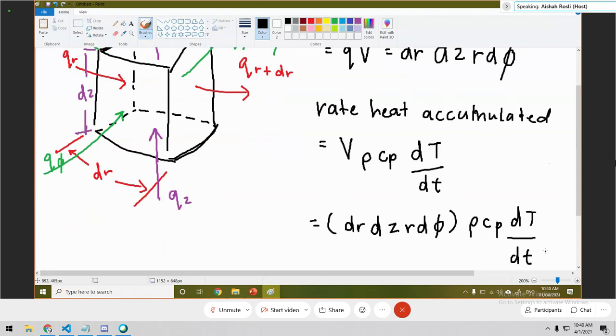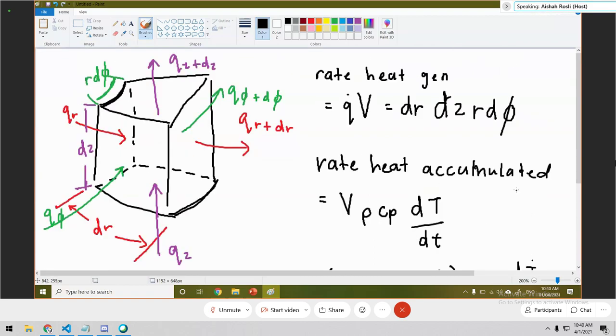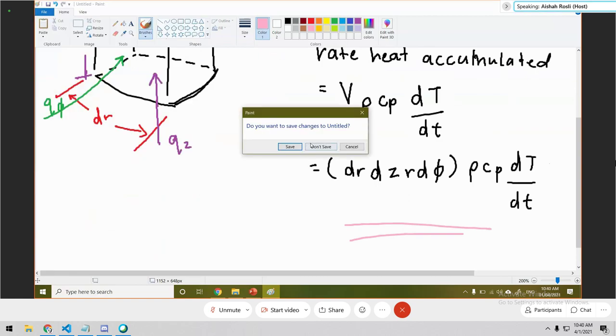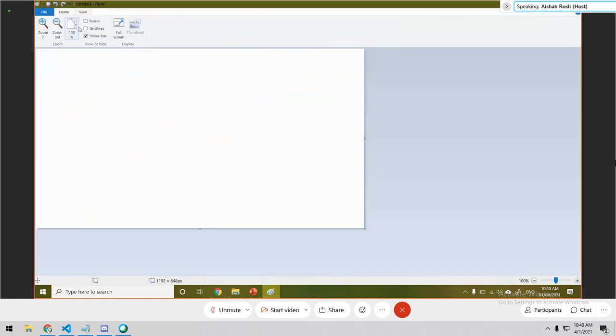So we have these two. If you remember the energy balance equation, we already have two of the factors, the heat generation and the heat accumulation. So we are still left with the rate of heat in and also the rate of heat out. So let's try and solve that now.